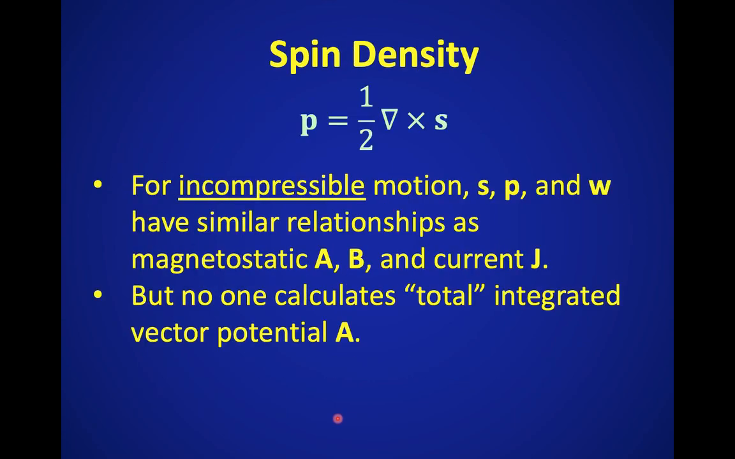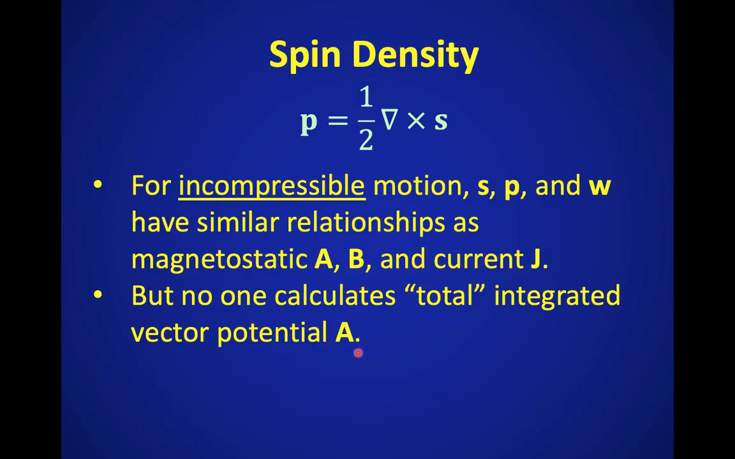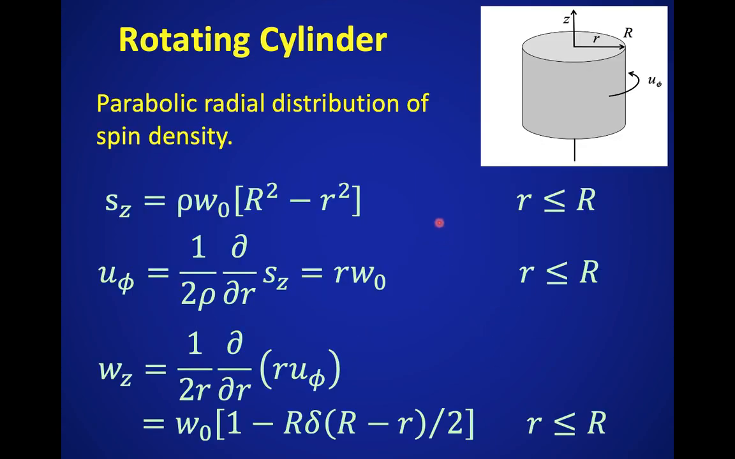Okay, so for incompressible motion, as we said, the velocity and angular velocity have a similar relationship as the magnetostatic vector potential, magnetic field, and current. The difference is we don't normally calculate the total integrated vector potential, but we do calculate the total angular momentum. So let's look at an example of just a rotating cylinder, very simple example.